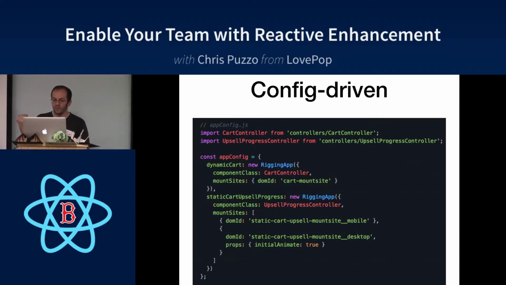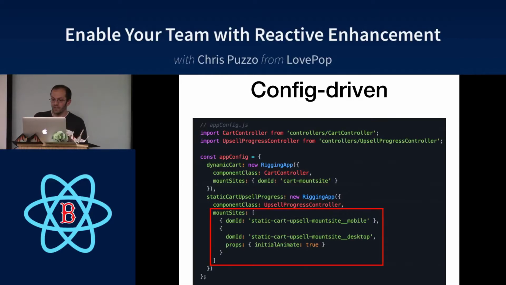Here we have multiple apps underneath this config, and they effectively initialize just with a name, and then a new rigging app which contains the properties that we mentioned before, right? So here's the component class we're passing around, and here's the mount site.